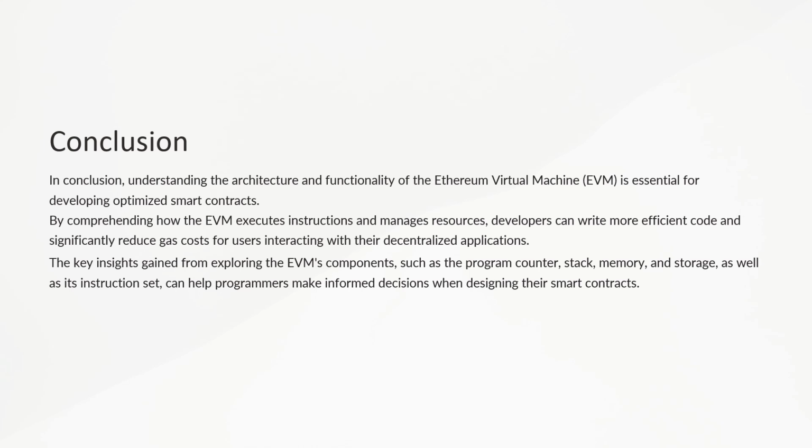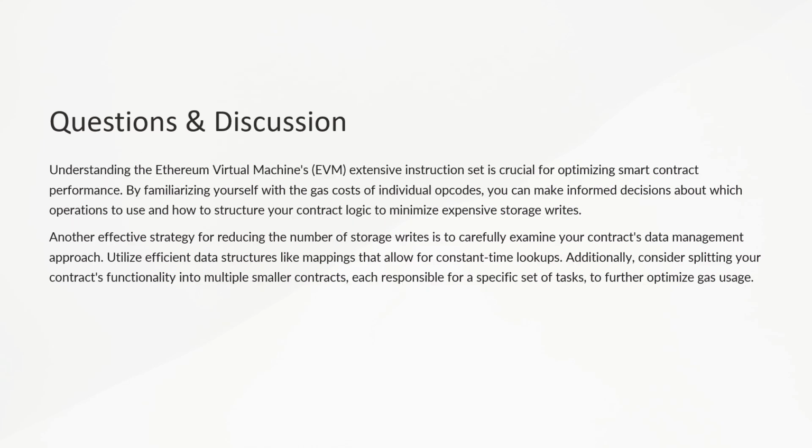The key insights gained from exploring the EVM's components such as program counter, stack, memory, and storage as well as its instruction set can help programmers make informed decisions when designing their smart contracts. Leveraging this knowledge to minimize expensive storage operations and strategically utilize the more cost-efficient memory can lead to substantial gas savings and better user experience for Ethereum dApp users. This brings us to the end of our lecture.